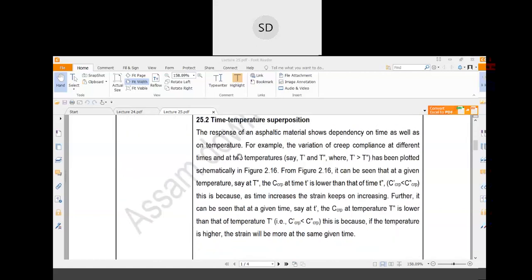Now, let us discuss what is time temperature superposition. In this case, the superposition concept would be more clear to you.